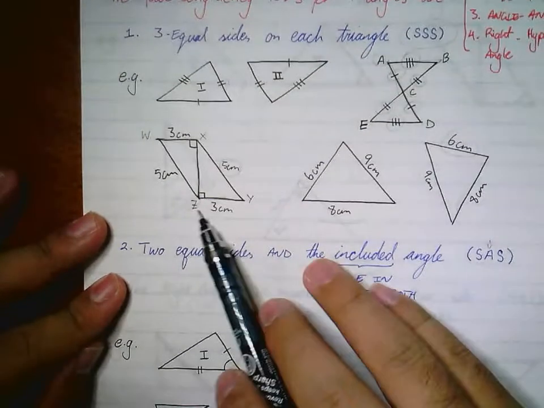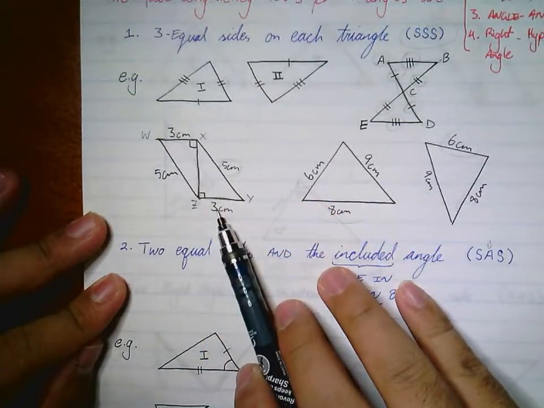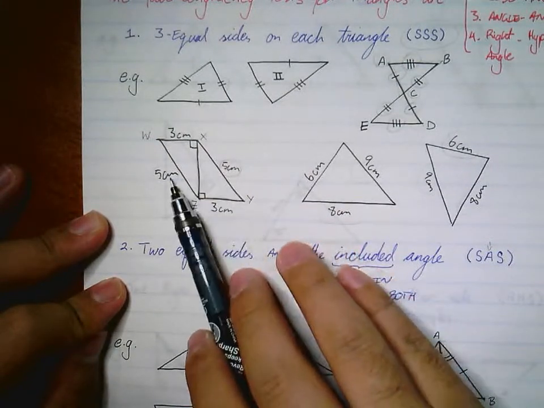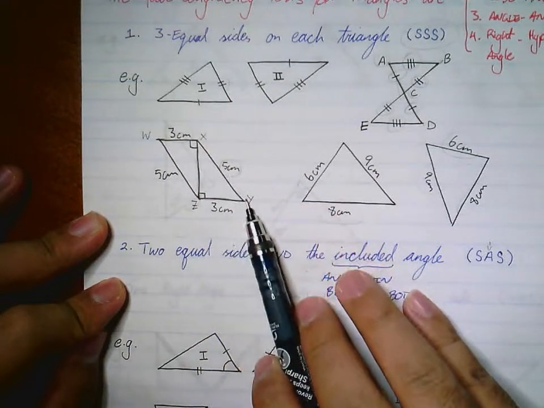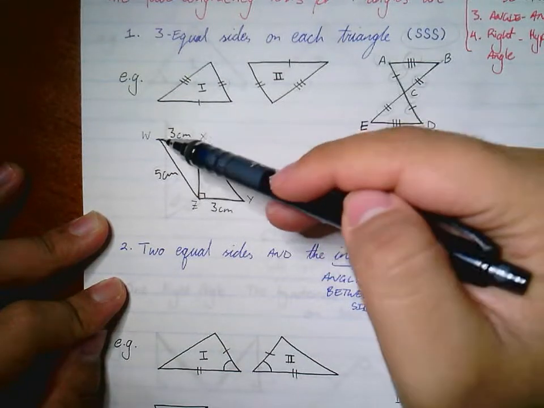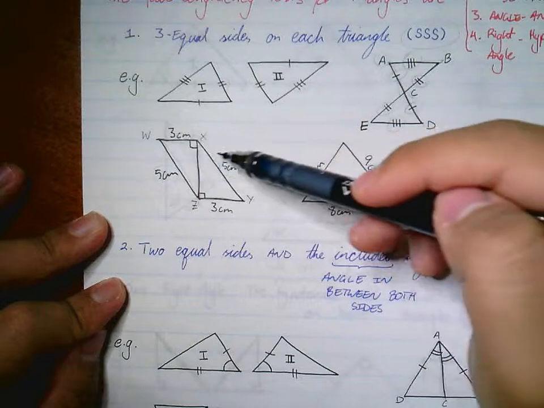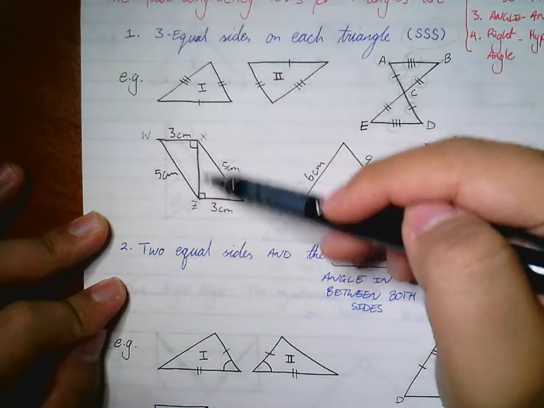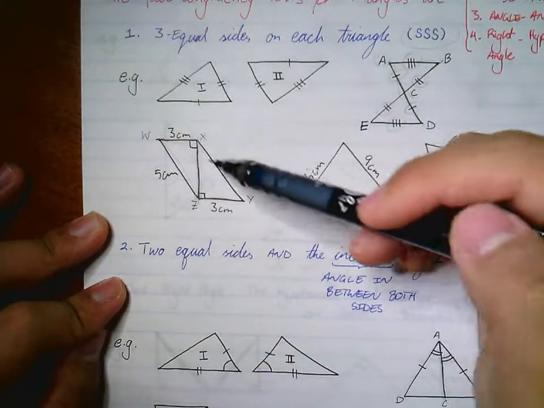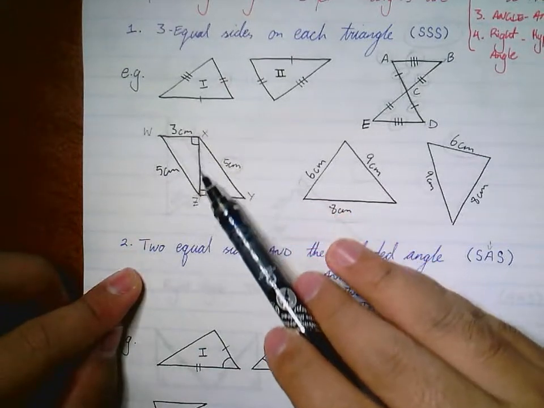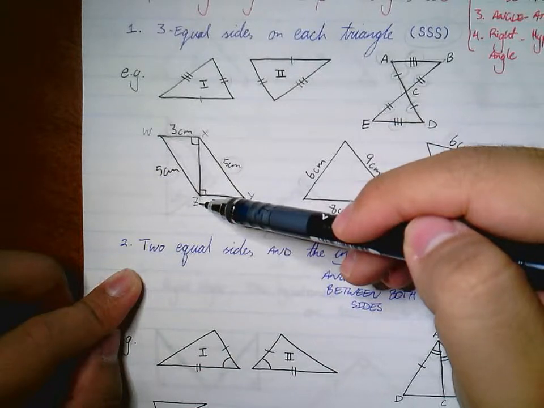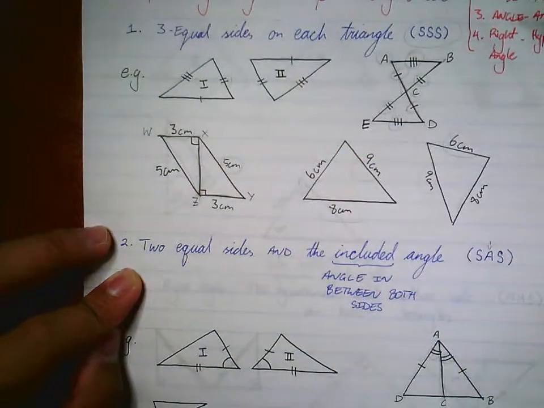In the same case with this one, take a look. We have a 3, we have a 3, so we have one pair of equal sides. We have a 5, and we have a 5, so we have two pairs of equal sides. And the last one is this one here in the middle. Since this triangle and this triangle share this same side, they must be equal to both of them. So we have three pairs, 1, 2, and 3. Therefore, triangle WXZ is congruent to triangle YZX.